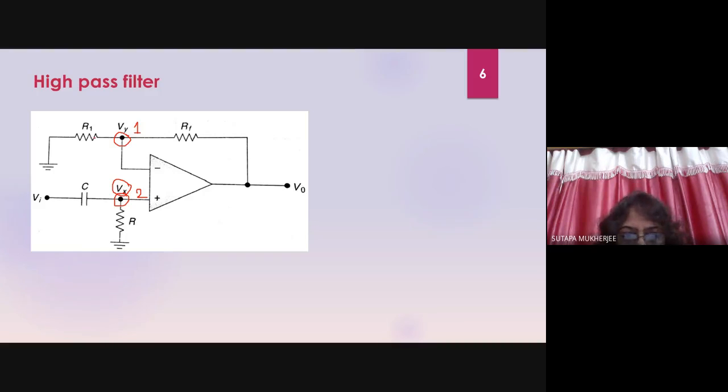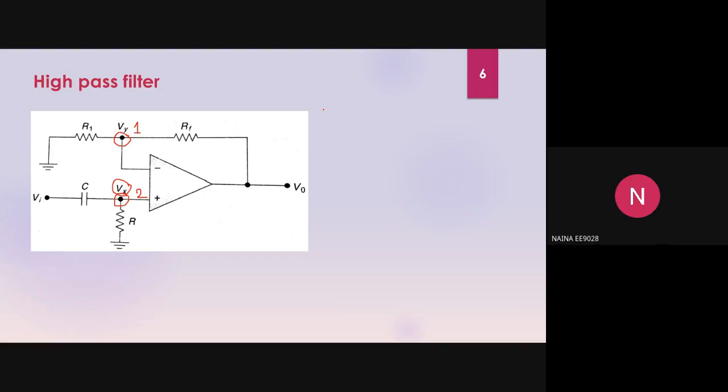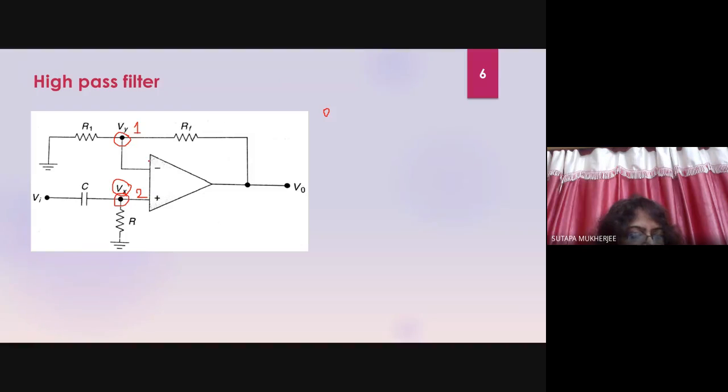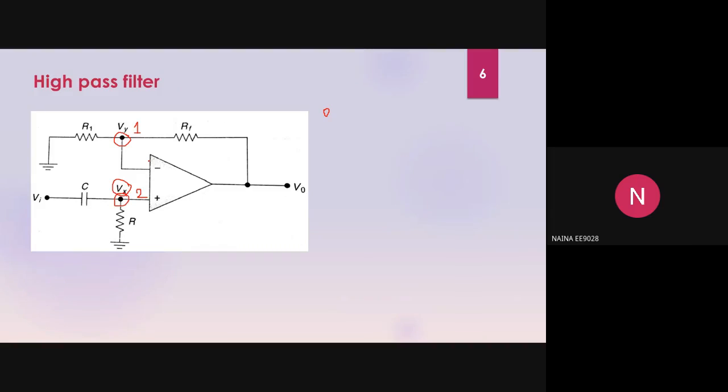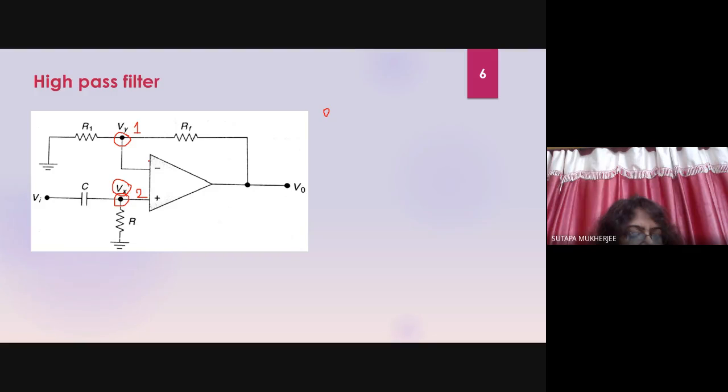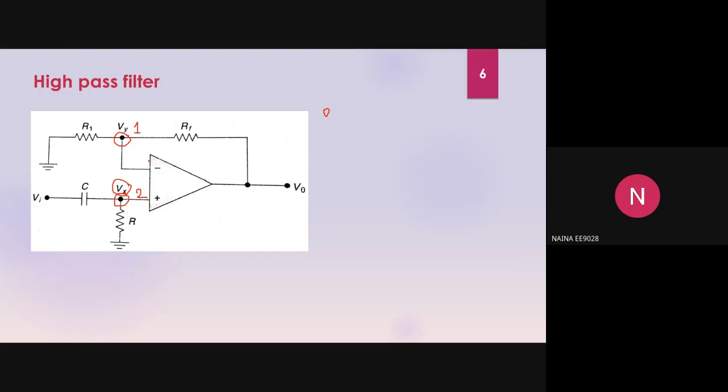What did Arjun say? Naina, what has Arjun said? If you apply KCL in node 1, what will happen? Ma'am, finally we will get V0 into R1 by R1 plus Rf. In case of node 1? V0 R1 divided by R1 plus Rf. Equal to what? Vy is equal to. I didn't get you.